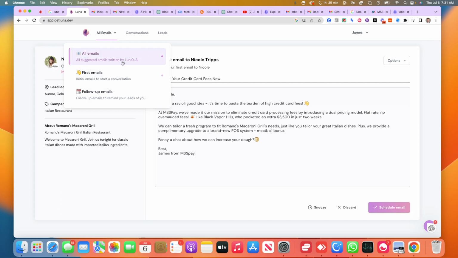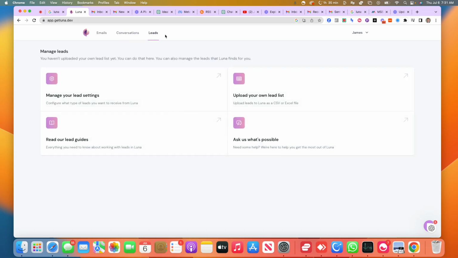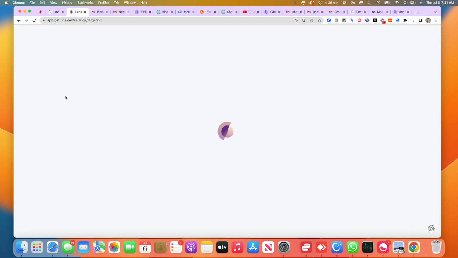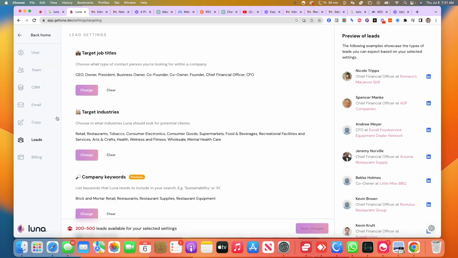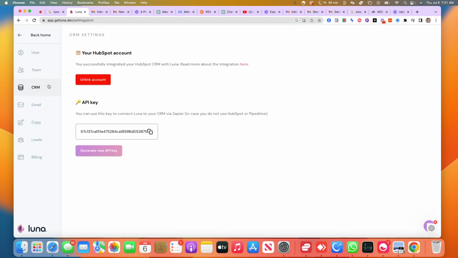So right now, these are all suggested emails. Then follow-up emails will be customized later. So leads, okay. Manage your lead settings. We've already gone over some of this. Right here, email, CRM, okay. I have connected it right now to HubSpot until we get Go High Level up and running the way we want it to. And then we'll pivot over to that. And that's where I'm going to have you also have your MSS Pay account.